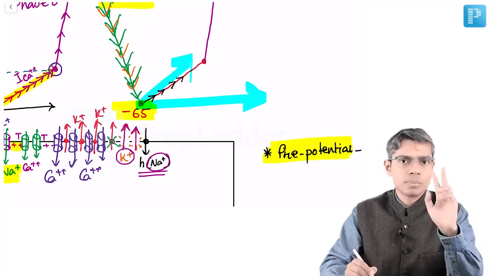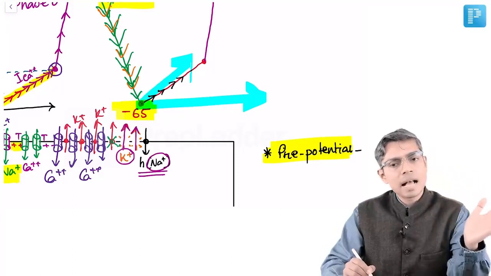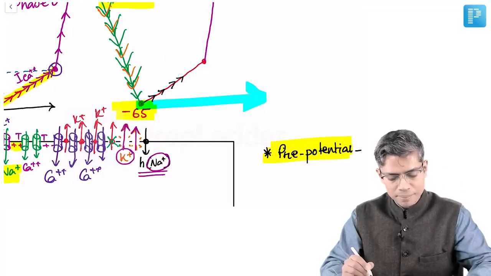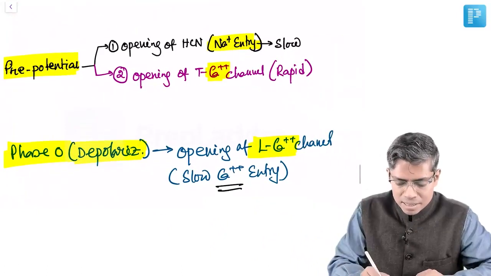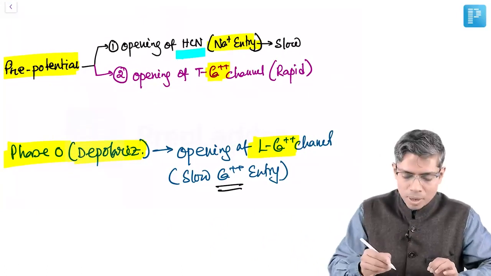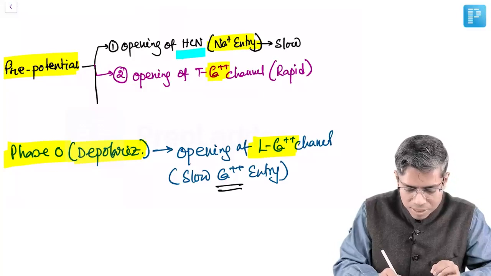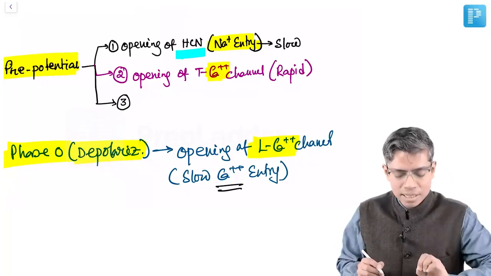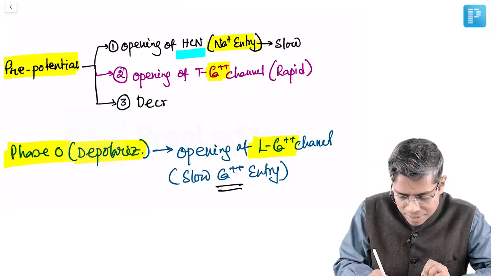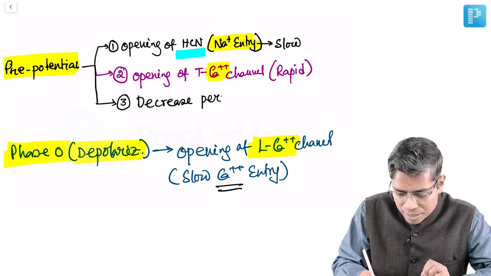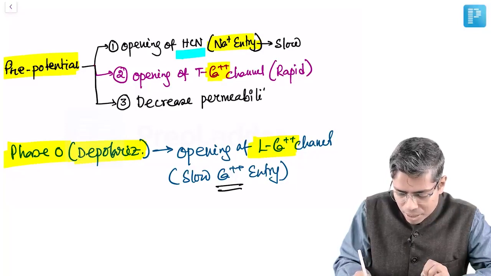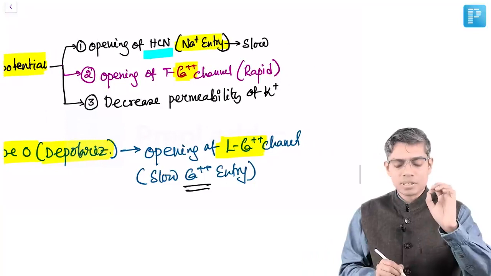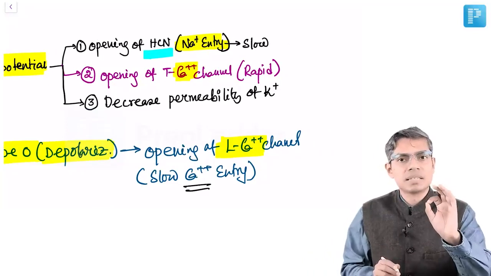Once again, two things: potassium channel closure has to occur, as well as there has to be opening of the voltage gated sodium channel. That's why we say that although the prepotential is mainly due to opening of this HCN channel, you require the potassium channel closure. That's why the third reason for this prepotential is written in the book like this: decreased permeability of potassium is also required for the onset of the prepotential phase.